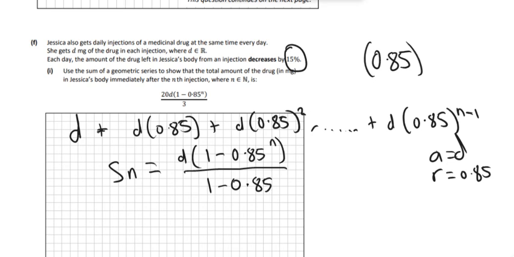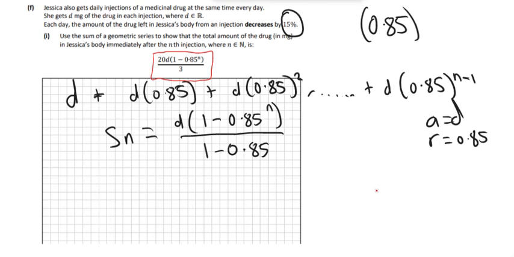Okay. So we filled it in, and we should be pretty close to getting this now. We're almost there, but we just need our answer to look like what is in the red box. So let's simplify it first. You can just subtract the bottom bit. So D times 1 minus 0.85 to the power of n over 1 minus 0.85, which is 0.15.